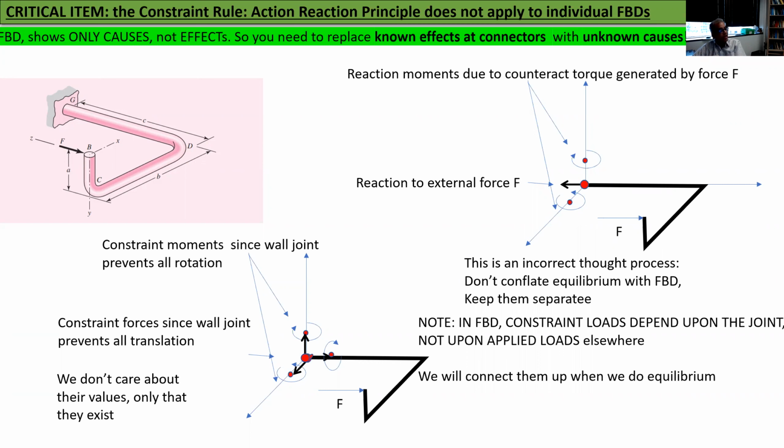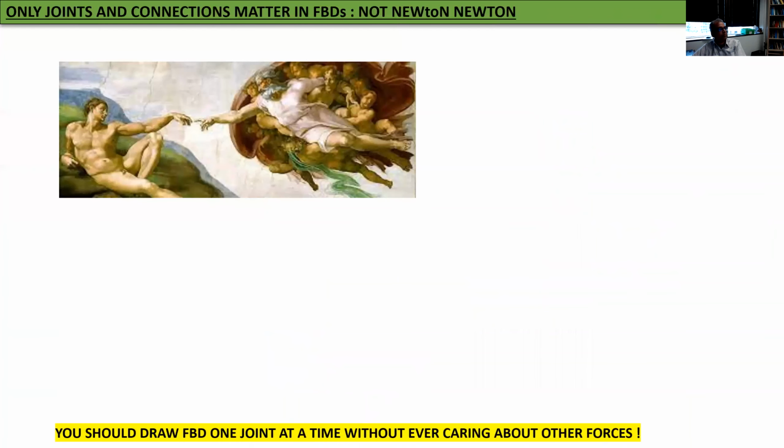In a free body diagram, constraint loads depend upon the joints, not upon the applied loads in some other place. We will connect them up when we do equilibrium equations. So we'll wait for Newton. What's the hurry? So the main point is that you should draw free body one joint at a time without ever caring about the other forces.